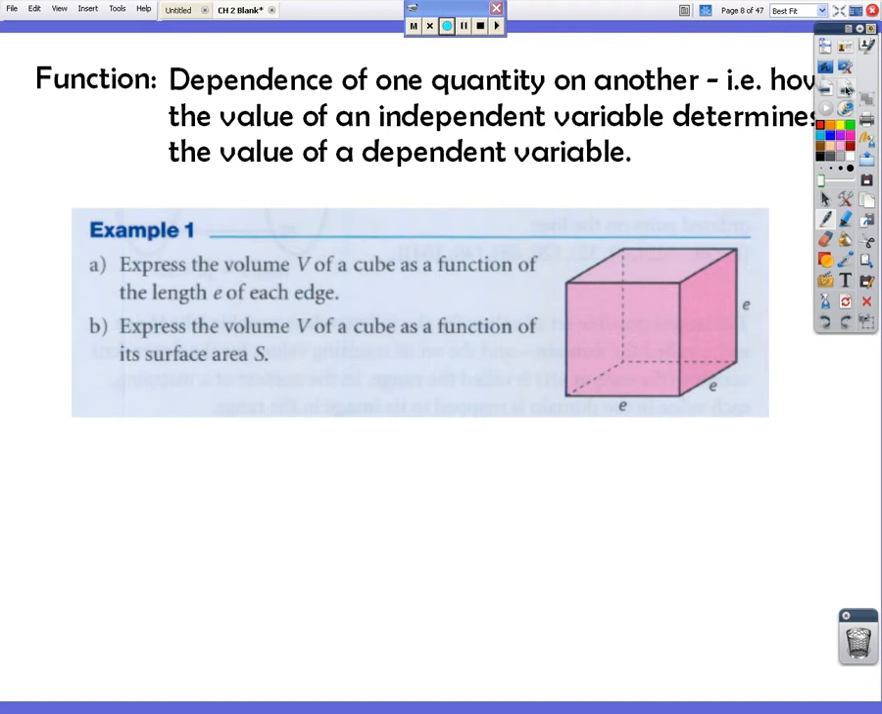When you have a function, you have dependence on one quantity. So I'm going to give you this example down here. It says express the volume V of a cube as a function of the length e. So this would be your independent. This would, oh, sorry, just kidding. That would be your dependent. This would be your independent. So let's answer the question. The volume would be the side cubed.